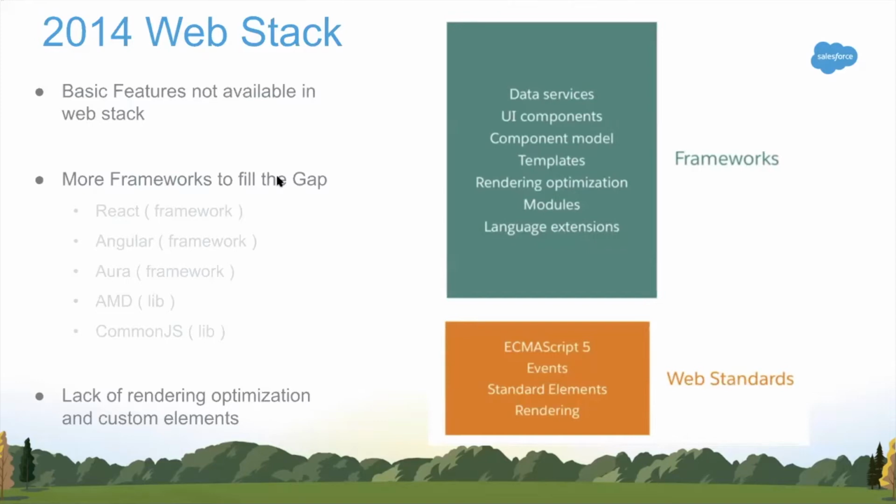To fill these gaps, a few languages became frameworks, like React, Angular, Aura and AMD Common. All these fill the gaps in the web standards. These frameworks became popular, and they started their own development from scratch. There was also a lack of rendering optimization, maybe a delay in the UI whenever you render in the browser, or no support for mobile. All of these we had in the 2014 times.